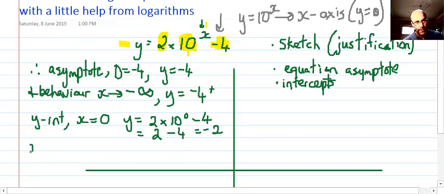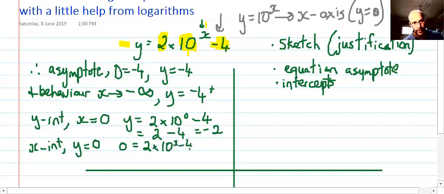The x-intercept, lastly, is when y equals 0. So 0 equals 2 times 10 to the x minus 4. So we have add 4 and then divide by 2. Sorry, that's an x there. So doing the 2 steps to save some time, add 4 and then divide by 2. So we have 2 equals 10 to the x.